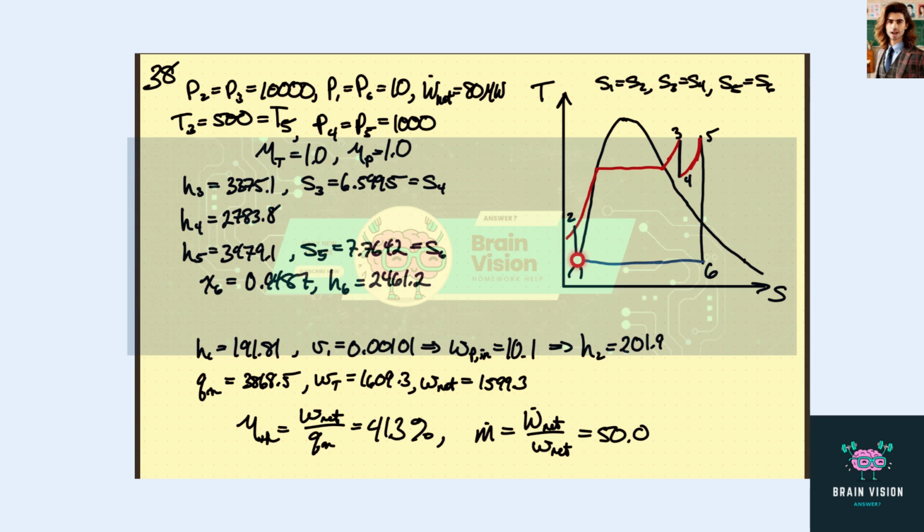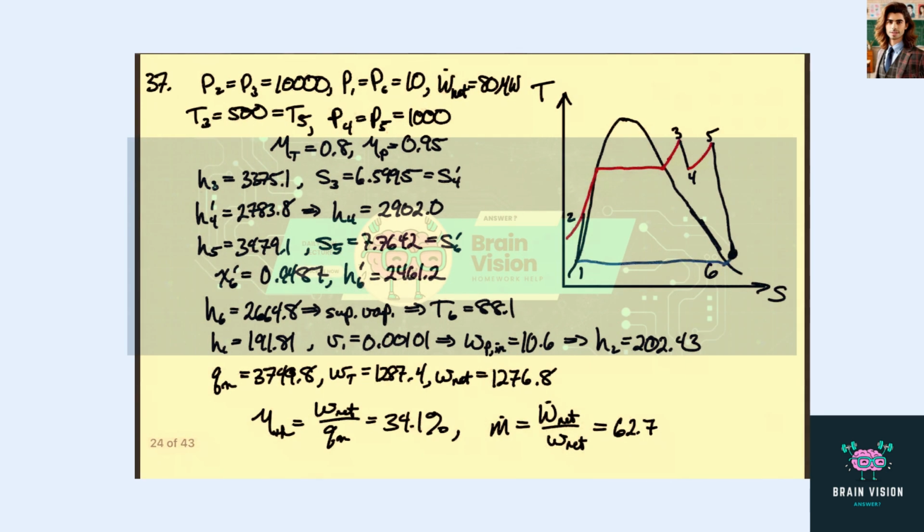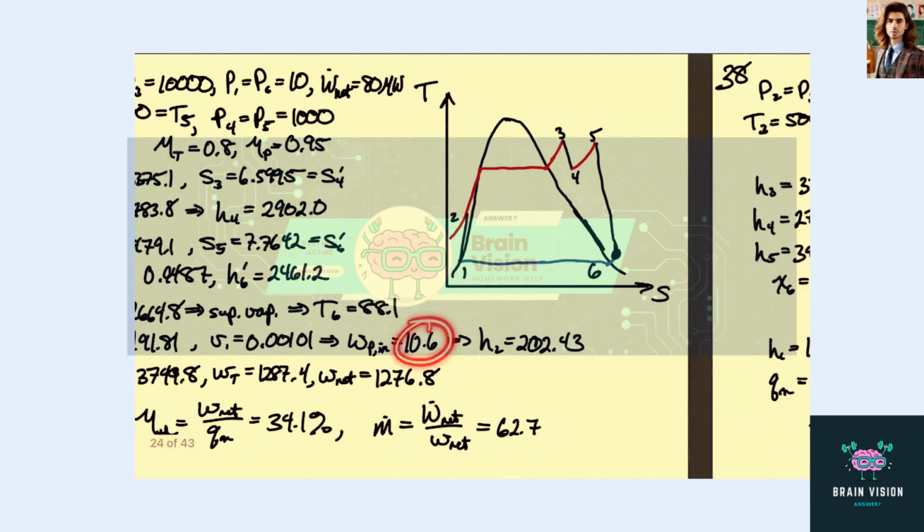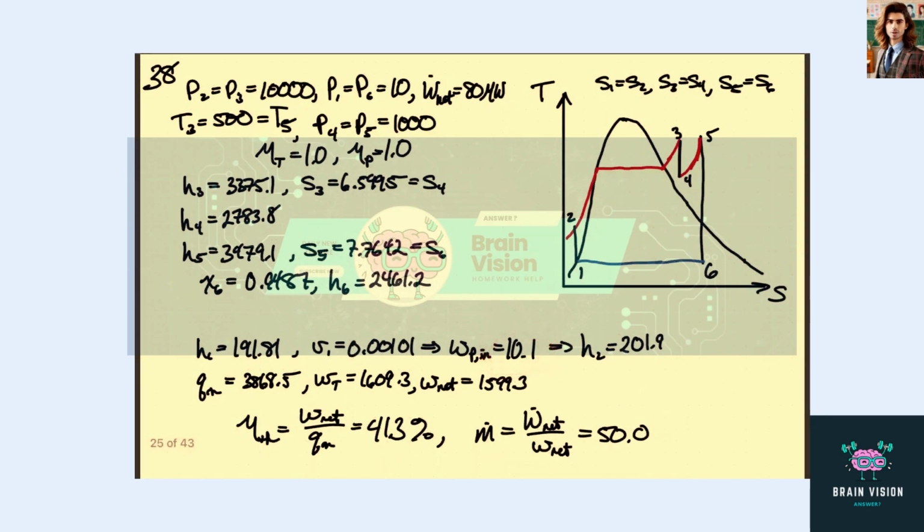Saturated liquid at 1 at 10 kilopascals. So we have the enthalpy and the specific volume. Again, we can get the work from the turbine into the pump. And again, we can see it's slightly less because we have a perfectly efficient pump. So we can get the enthalpy at 2 then, is this plus this. And now we have the enthalpy everywhere.